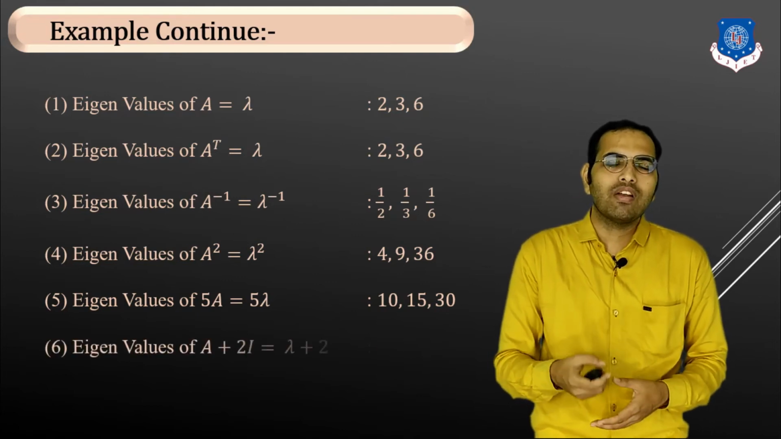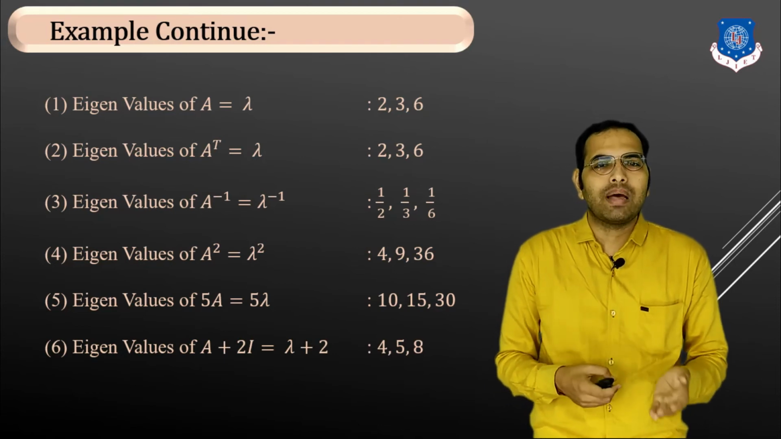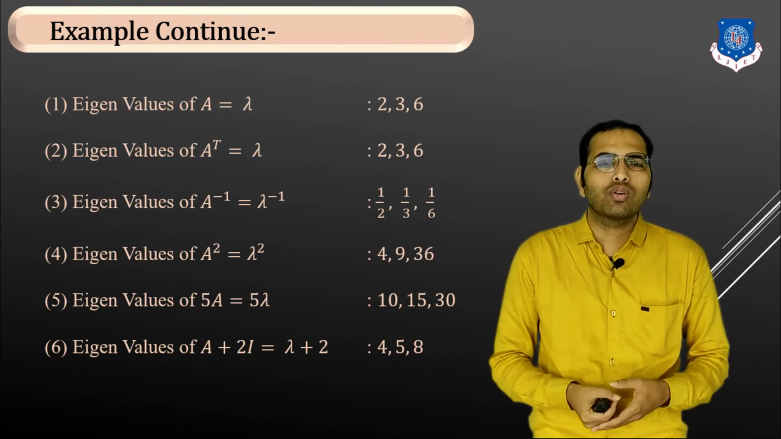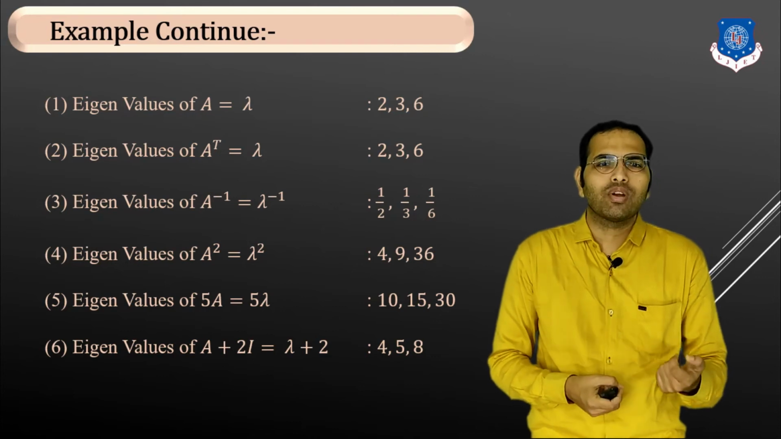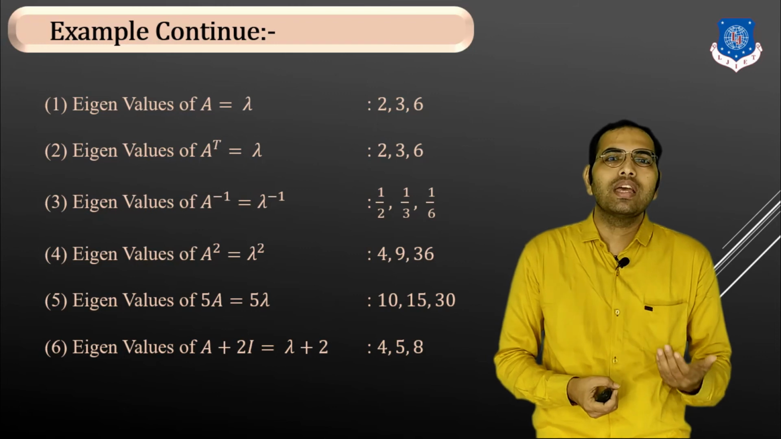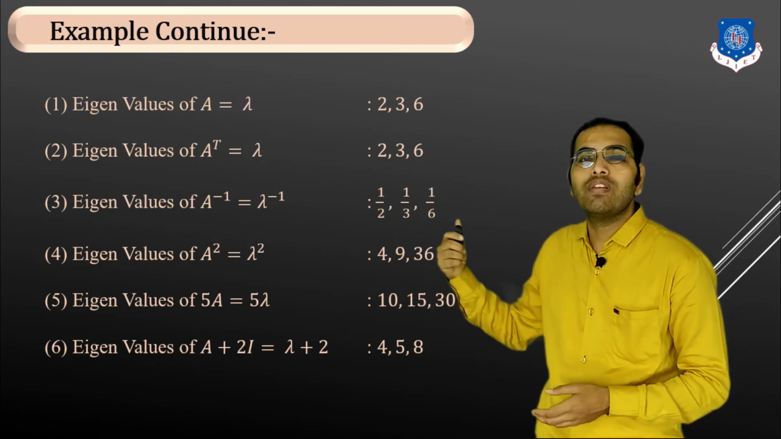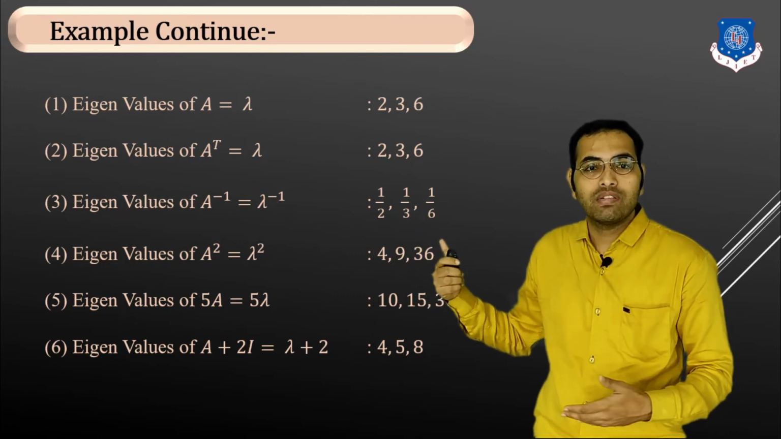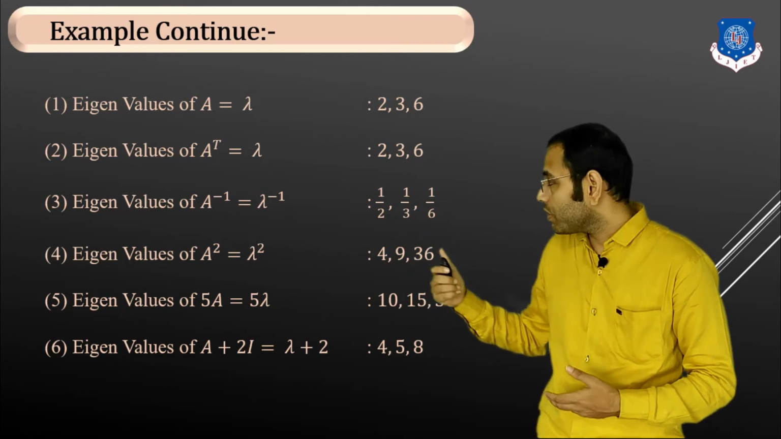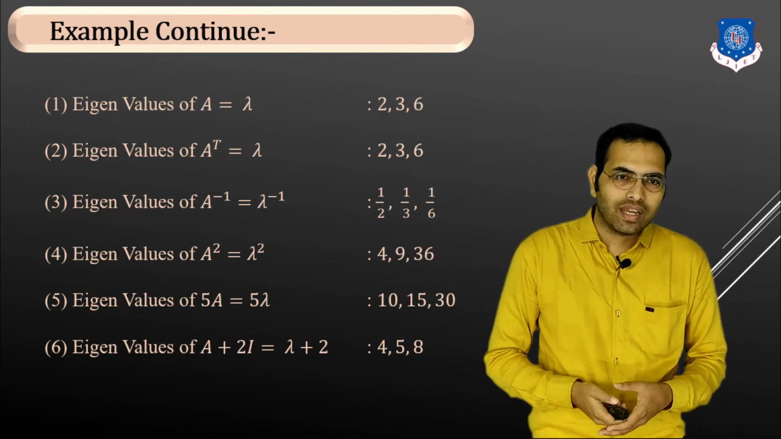Sixth one is eigenvalues of A plus 2I, that means it is lambda plus 2. Substituting lambda equal to 2, then 2 plus 2, that is 4. Substituting lambda as 3, then 3 plus 2, that is 5. Similarly 6 plus 2, that is 8. These all are the eigenvalues of A transpose, A inverse, A square, 5A and A plus 2I. With the help of properties, we can find them directly.